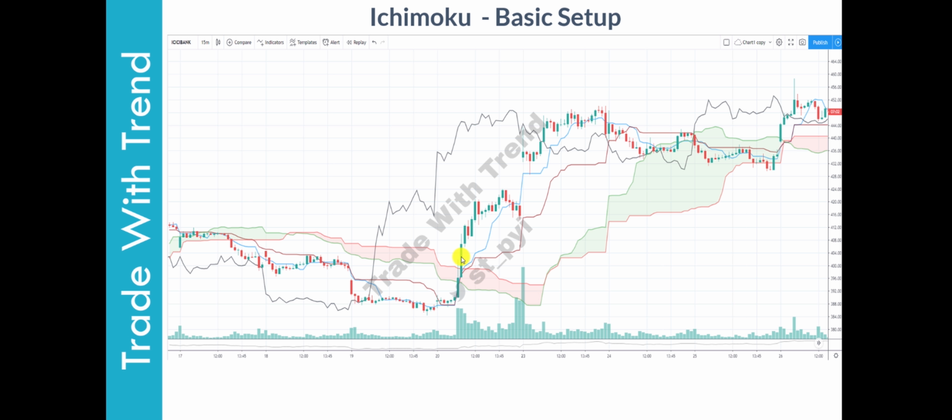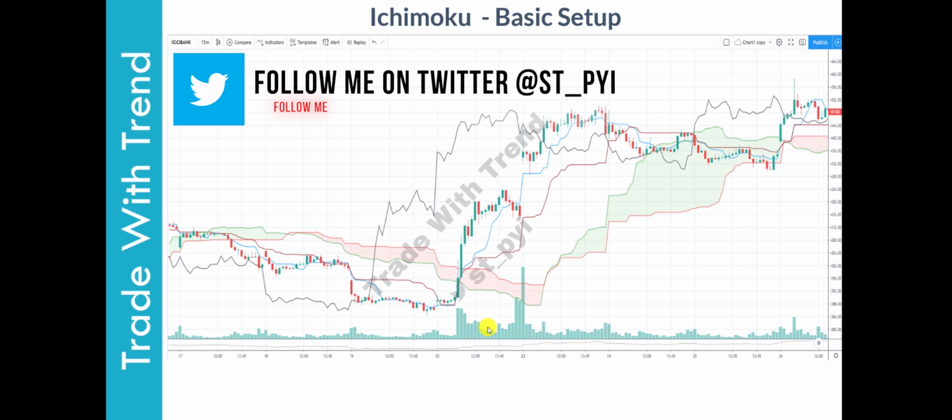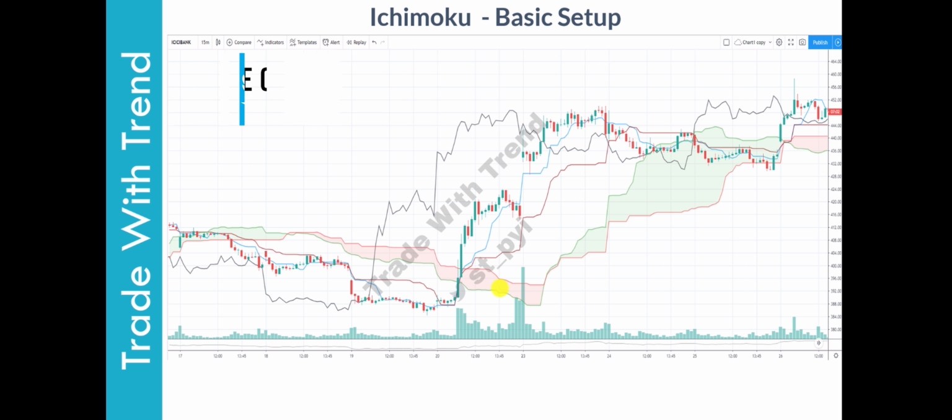Apart from this, I also like to look at what Tenkan and Kijun do once price starts moving above the Kumo cloud. In this instance, as price started moving above the Kumo cloud, both Tenkan and Kijun started trending higher. This is something you have to ensure happens. Only then should you initiate a long position. Do take note of the volume expansion here as well. This is also a must when it comes to taking entry based on this setup.